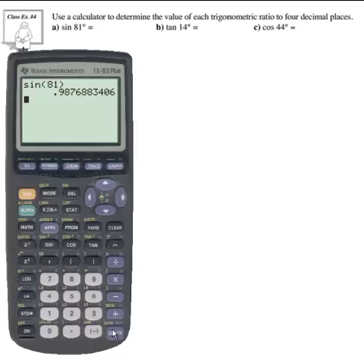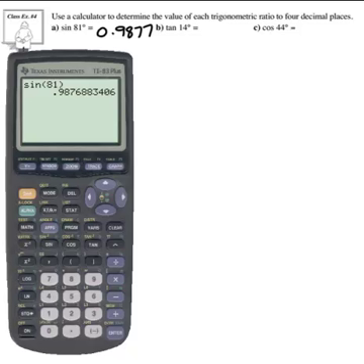They want this answer to, let's see, 4 decimal places. So the sine of 81 degrees is 0.9877. And let's look at the next one, the tan of 14 degrees.